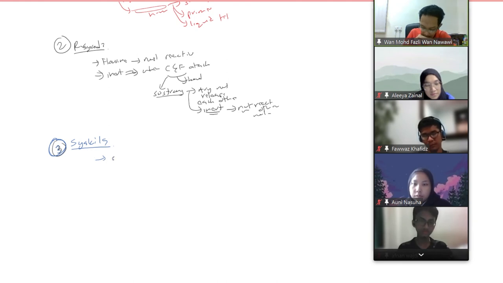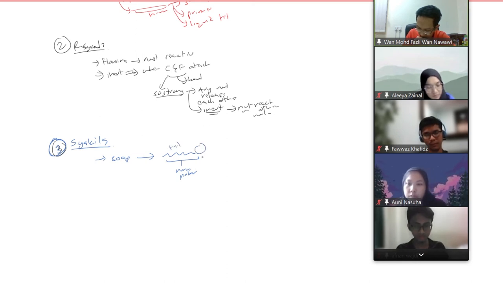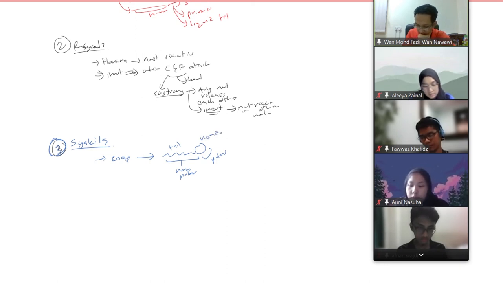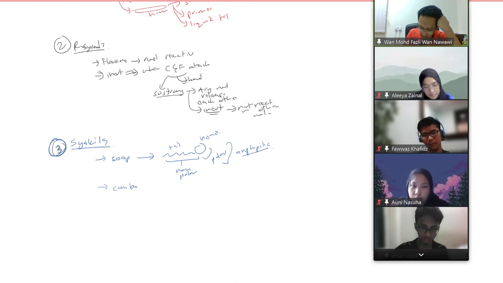The soap has a dual nature: the tail, which is the non-polar part, and the head, which is the polar part. So it is called amphiphilic micelle. And when it combines with the grease, it will attach to the grease.